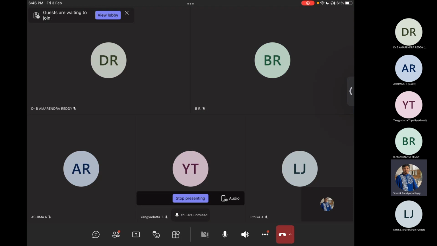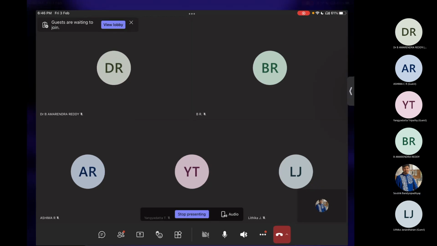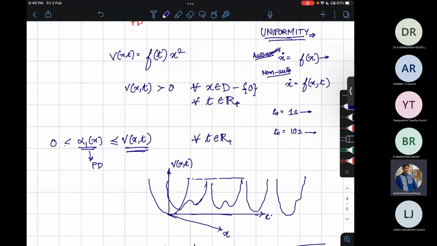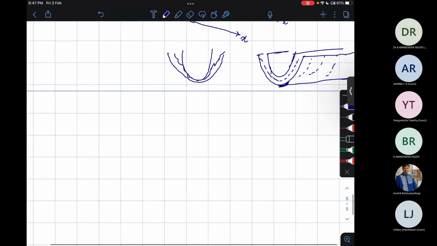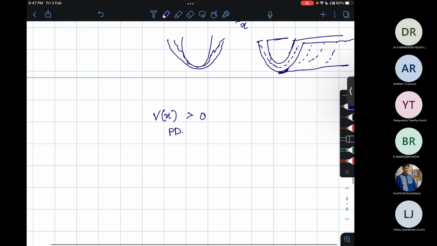So you now see why the lower bound and upper bound are there for non-autonomous systems, and why they aren't specified technically in the autonomous systems. Suppose you have this function v of x. Now the assumption is that it is always greater than or equal to 0. Sorry, greater than 0, right? So this is the positive definiteness assumption on the Lyapunov function, right?